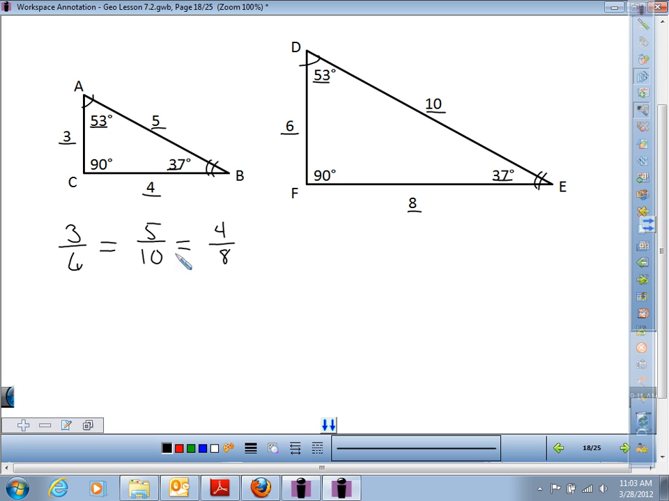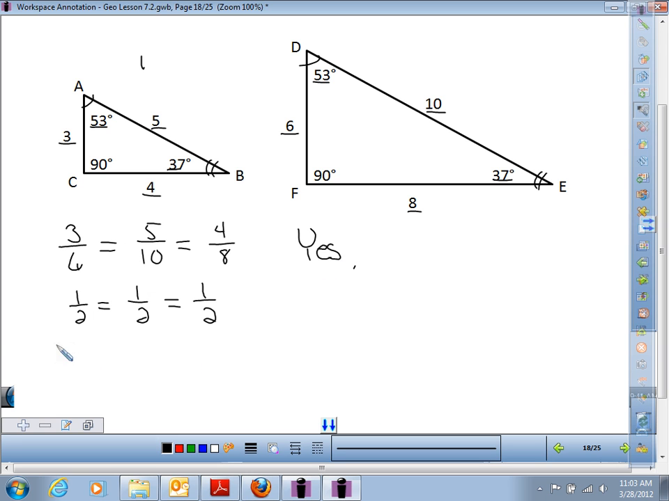All right, let's go ahead and do this. Are these proportional? Meaning, are these fractions equal? 3/6 simplifies to 1/2. 5/10 simplifies to 1/2. So those two are. 4/8 simplifies to 1/2. So all the side lengths are proportional. So corresponding angles are congruent. Side lengths are proportional. So yes, these guys are similar. Yes, they are similar.